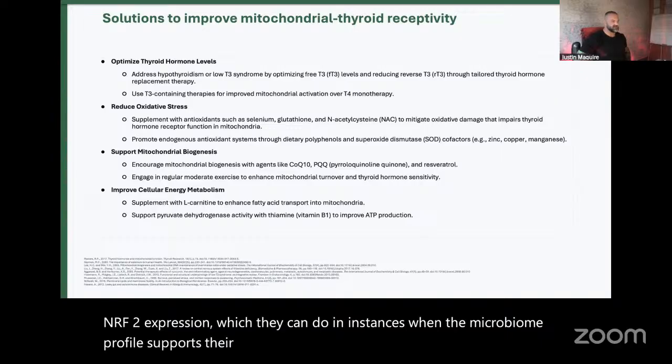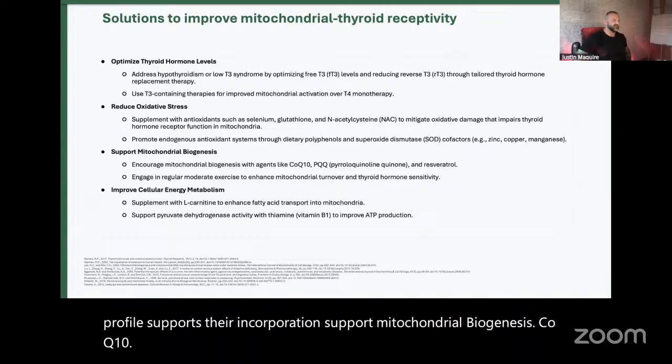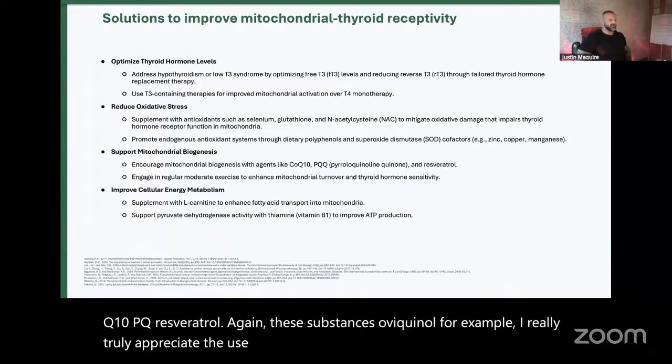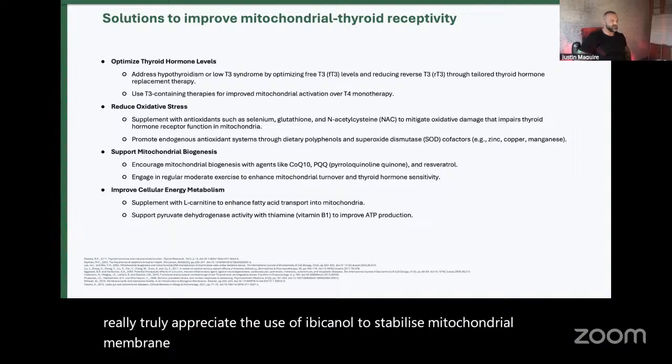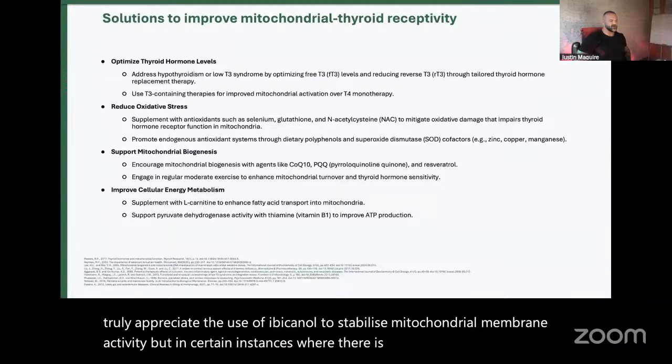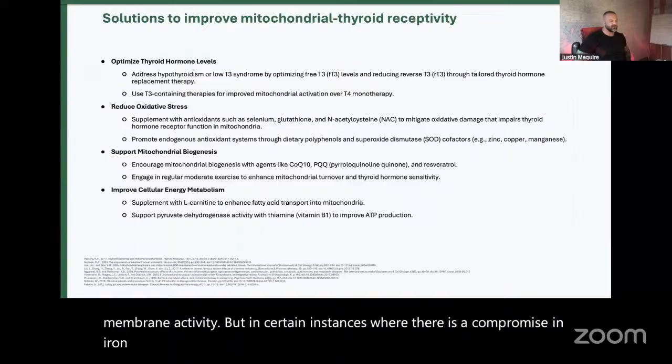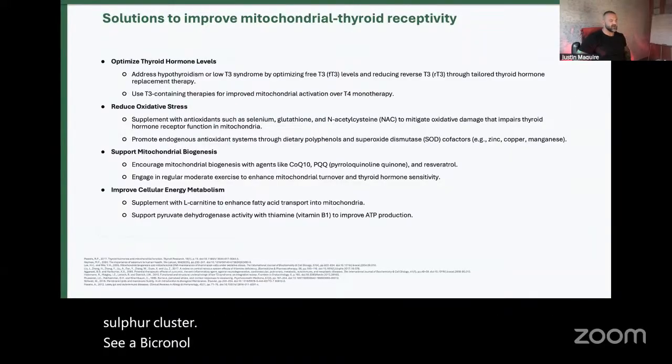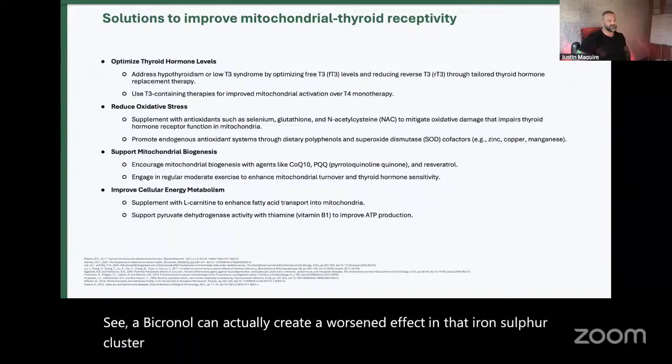Support mitochondrial biogenesis: CoQ10, PQQ, resveratrol. Again, these substances, ubiquinol, for example, I really truly appreciate the use of ubiquinol to stabilize mitochondrial membrane activity. But in certain instances where there is a compromise in iron sulfur cluster activity, ubiquinol can actually create a worsened effect in that iron sulfur cluster utility of oxidative OXPHOS 2 and OXPHOS 3 outcomes.